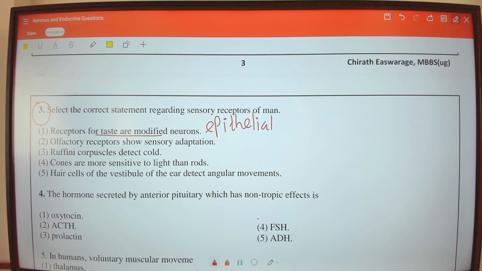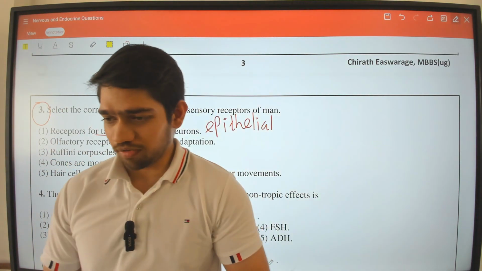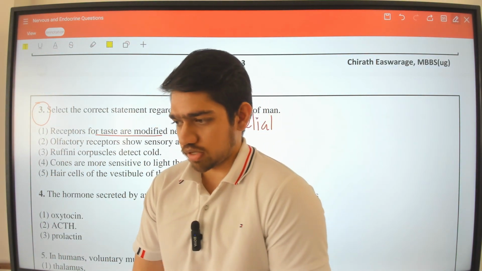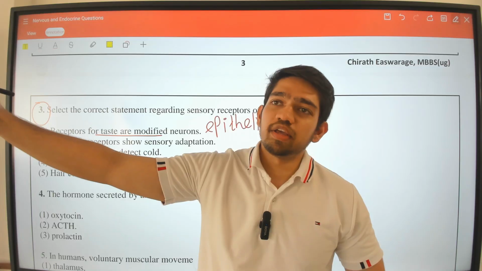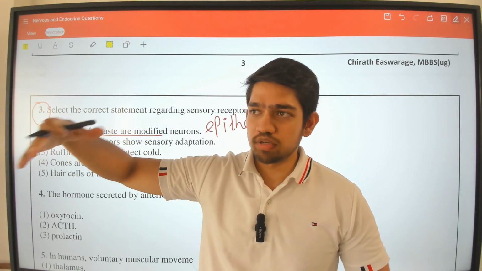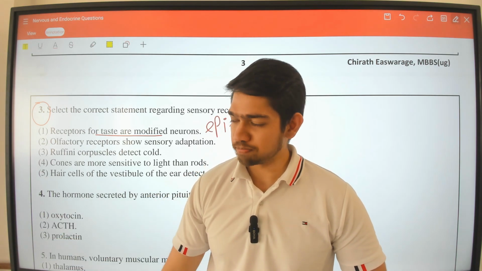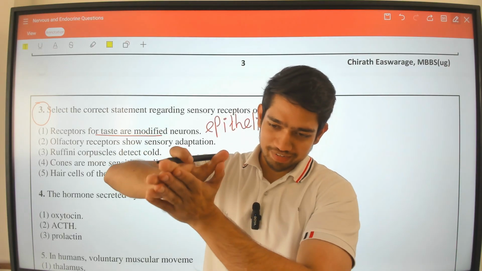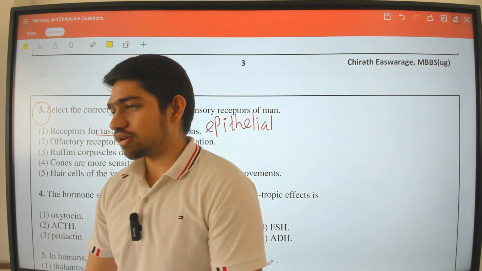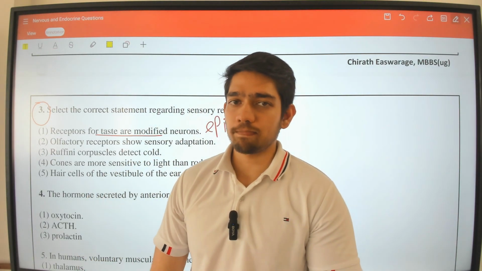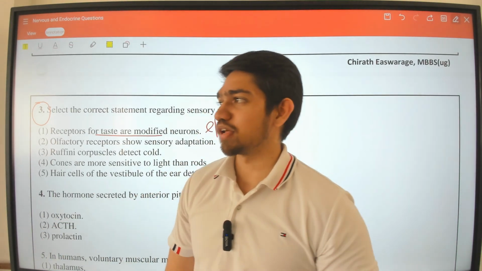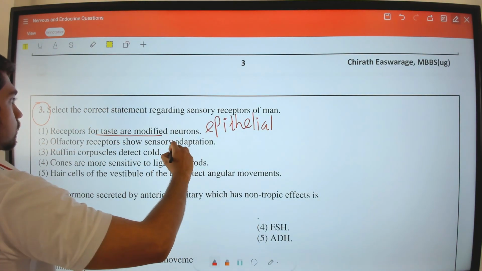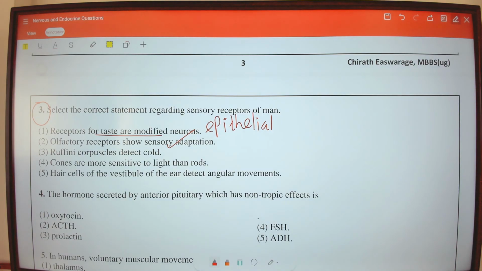Olfactory receptors show sensory adaptation. What do you mean by adaptation? Over time you get used to something. That is an adaptation. Imagine the garbage truck came that day, and the smell is going to linger for a few hours. The garbage truck came and collected the garbage, and they compacted it, and all the juices are on the road. Within at least 10 to 15 minutes, you're going to forget that there's a smell, right? But the smell is there for 2-3 hours. After some time, you are going to get adapted. So olfaction, yes, shows sensory adaptation.